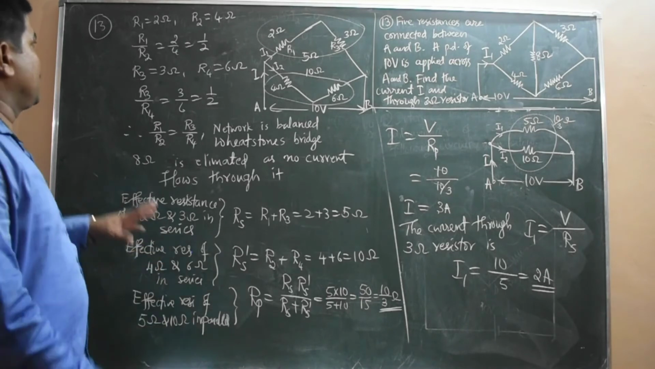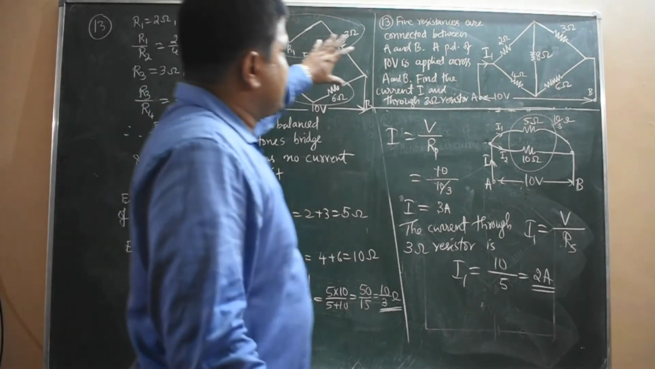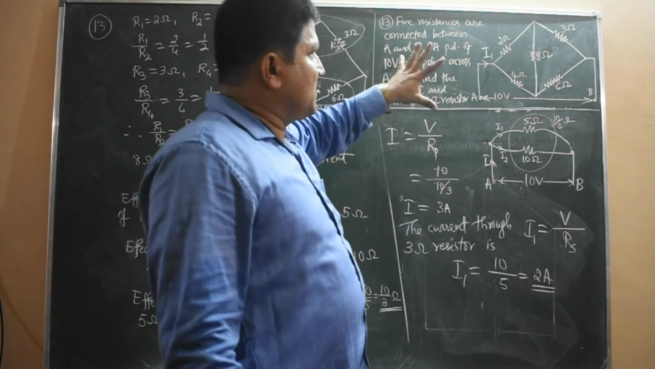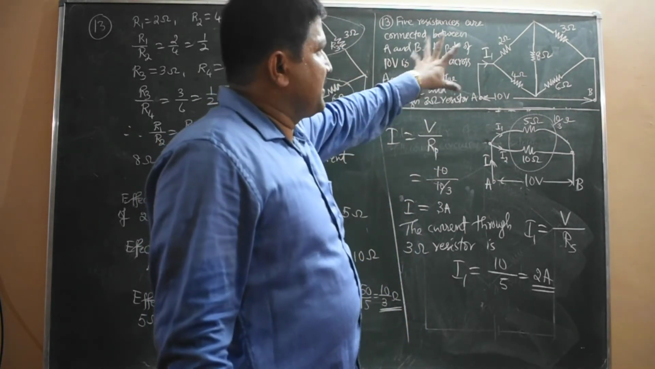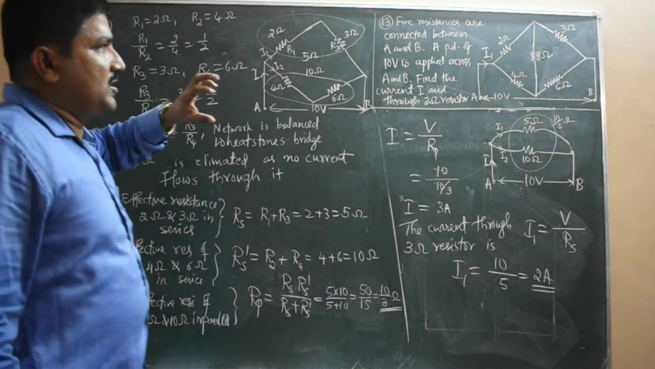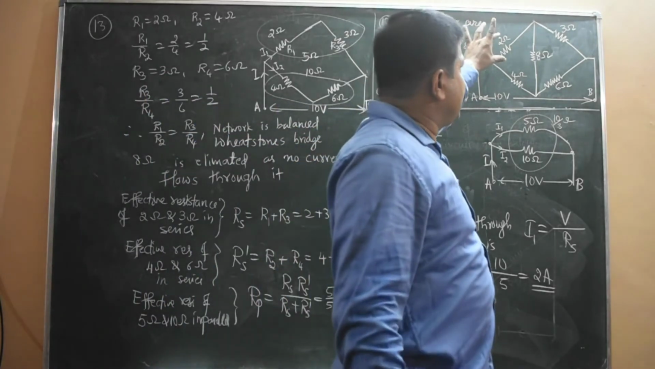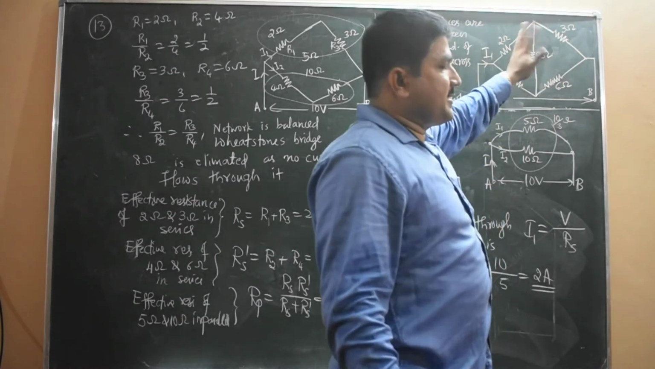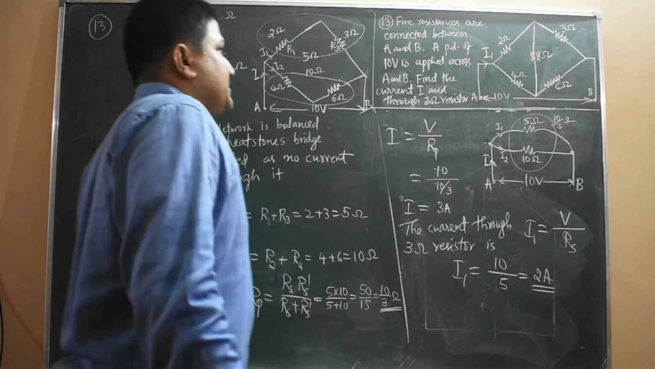So I think you understood this. So first question is we have to check the given network whether it looks like Wheatstone's network. By saying so, we have to verify whether it is balanced or not, just by observation. 2 by 4 is 1 by 2, 3 by 6 is 1 by 2, hence it is balanced. Then we can proceed like this.